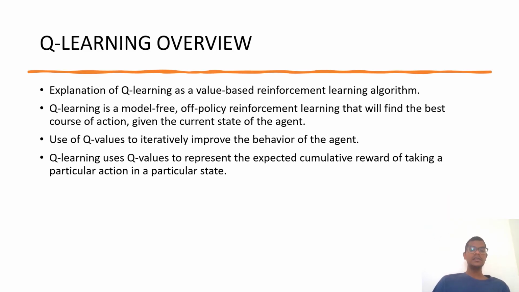Q-learning overview. Explanation of Q-learning as a value-based reinforcement learning algorithm. Q-learning is a model-free reinforcement learning algorithm that will find the best course of action given the current state of an agent. Use of Q values to iteratively improve the behavior of the agent. Q learning uses Q values to represent the expected cumulative reward of taking a particular action in a particular state.